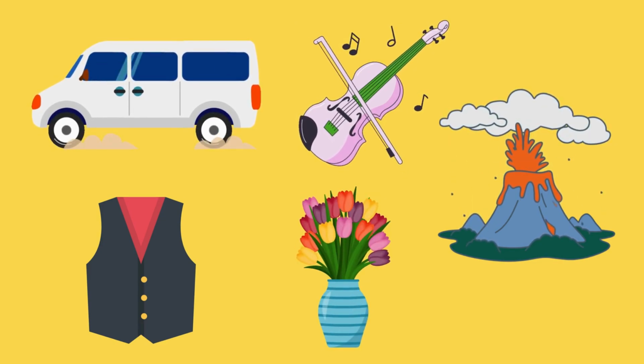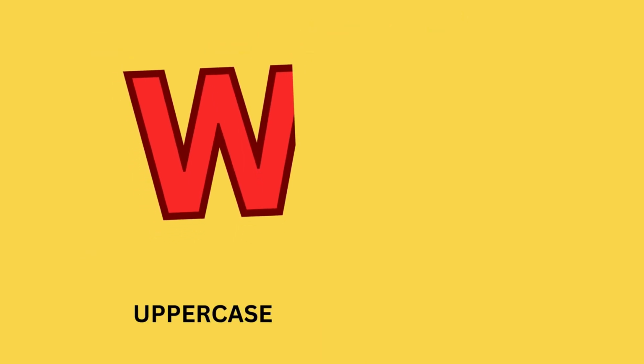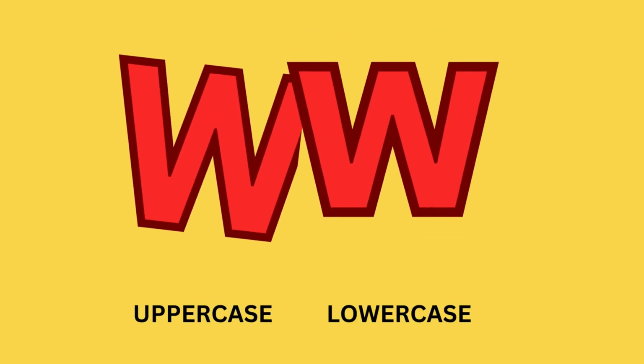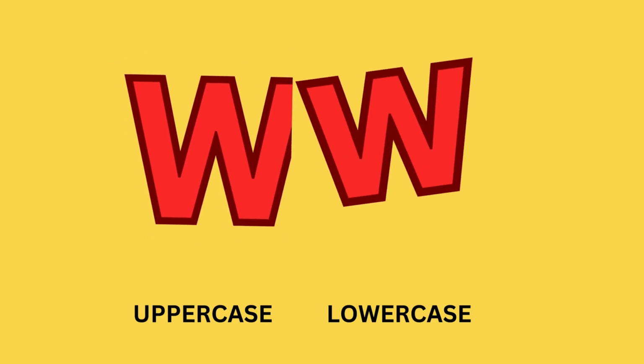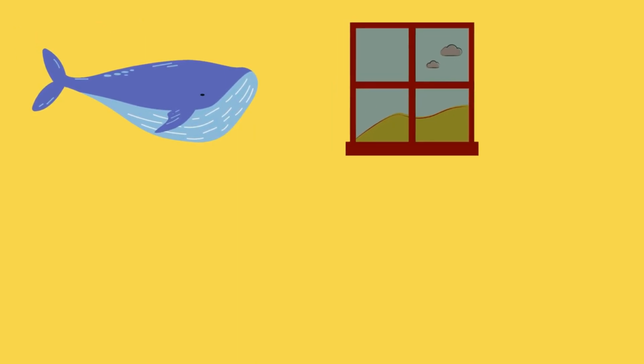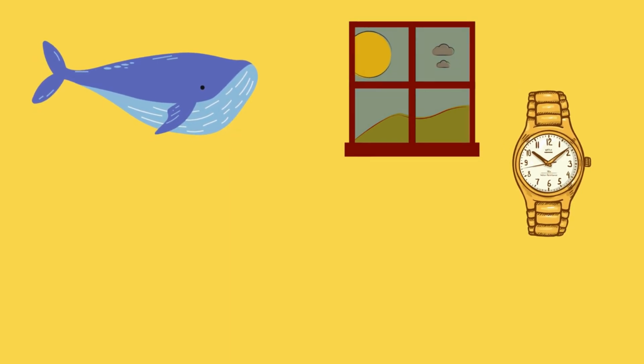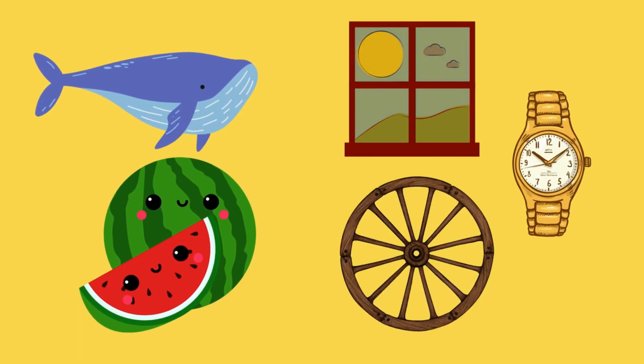This is uppercase W, this is lowercase w. W for whale, W for window, W for watch, W for watermelon, W for wheel.